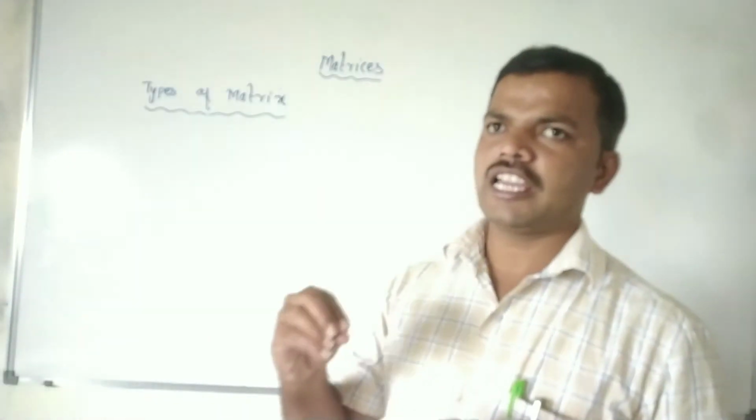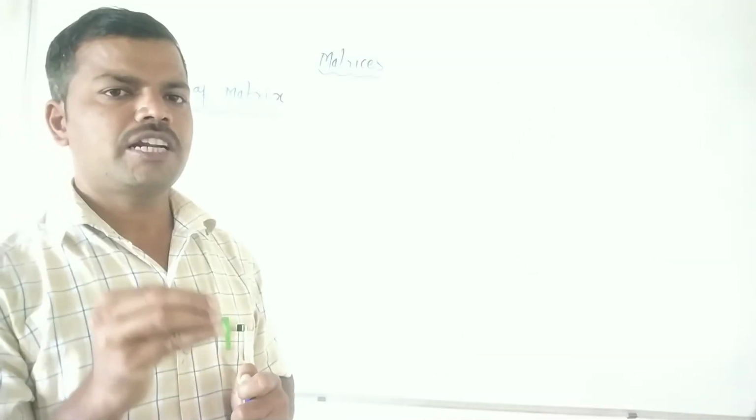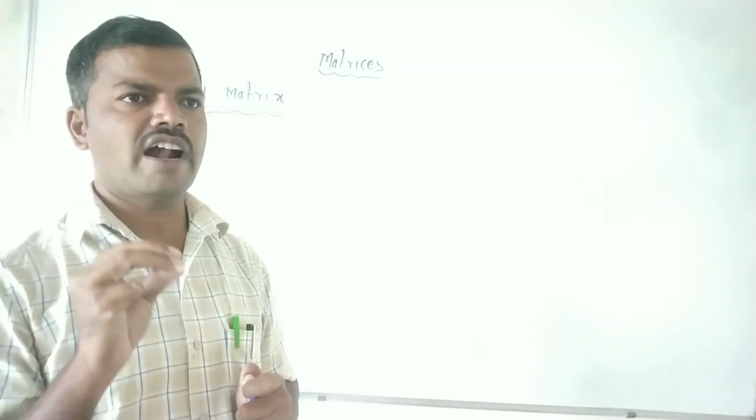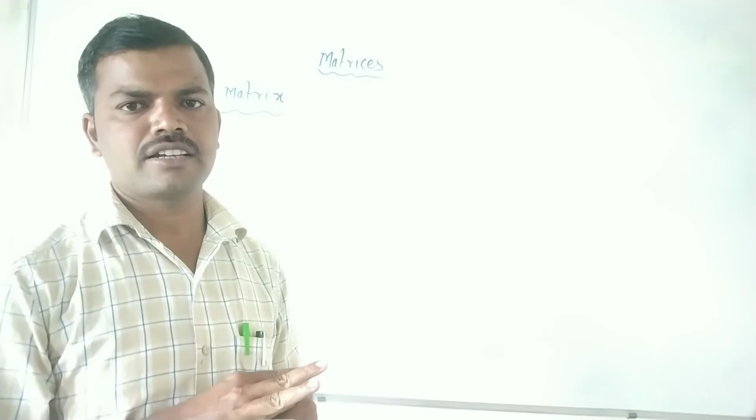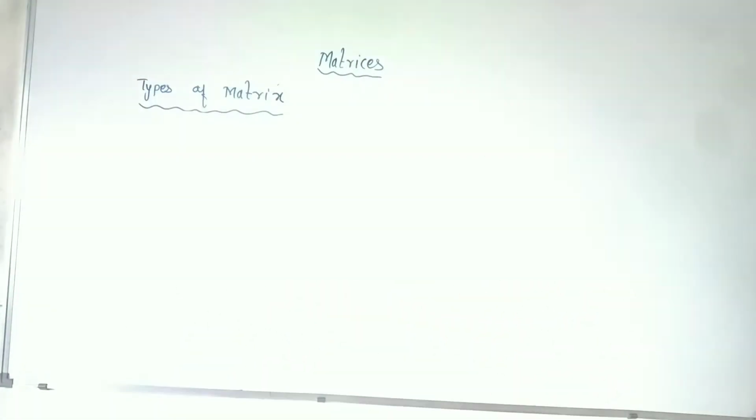So minor of an element is nothing but the determinant obtained by deleting the row and column containing that element. So we call it the minor of an element.